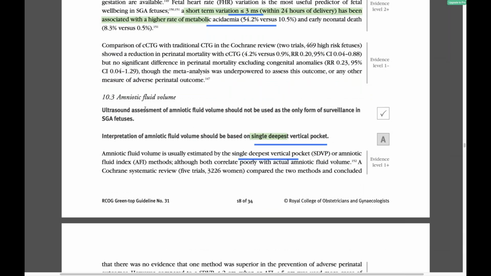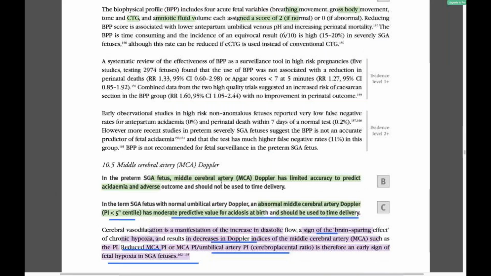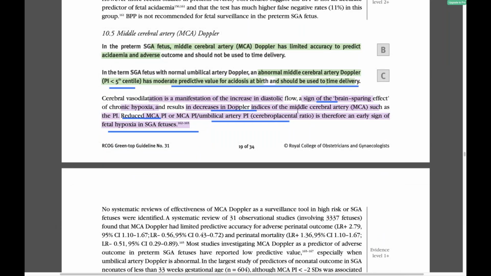Now, what is the recommendation? They measure amniotic fluid volume. What is the recommended method? How do they measure it? Single deepest vertical pocket. Yes, you will get a question from this also. If it is less than 2, then it will be oligohydramnios, and if it is more than 8, then it will be polyhydramnios.